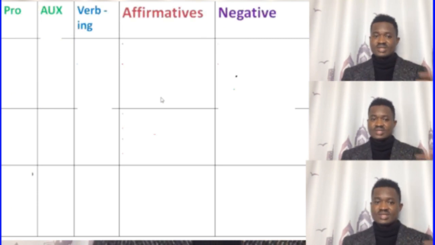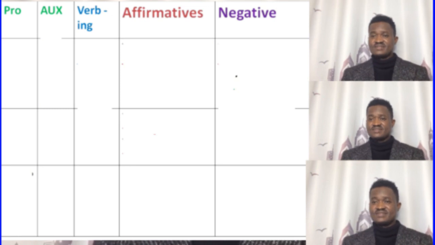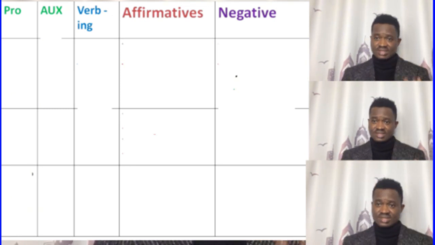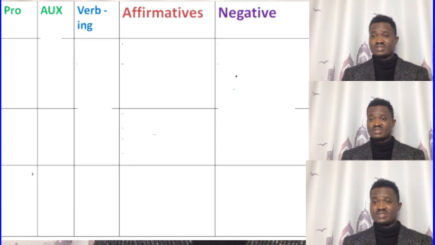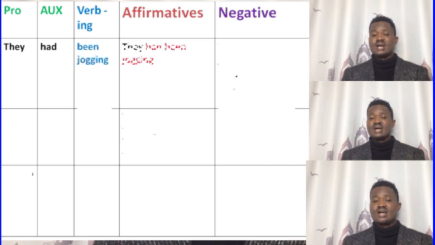All right, we have talked about the singular form, and there is the plural form. All right, guys, let's go. So we already know pronouns, auxiliary verb, verb ing, affirmative, and negative. So we are just trying to talk about the plural form. The one we talked about is the singular form, all right? They, that is the plural form. The auxiliary verb, had, all right? Verb ing, been jogging. Affirmative is going to be: they had been jogging. They had been jogging, all right?